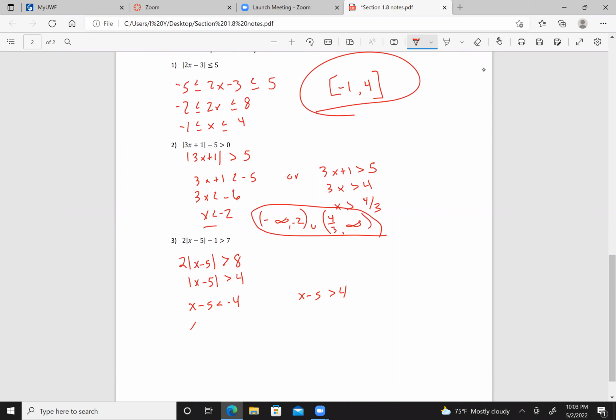Here I add 5 to both sides and I get x less than 1. And here I add 5 to both sides and I get x greater than 9. So here I'm looking at less than 1. So I go from negative infinity to 1. Again, strictly less than, so we use parentheses. Then I have from 9 to infinity. That is it.